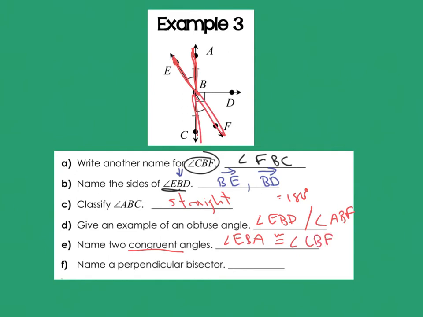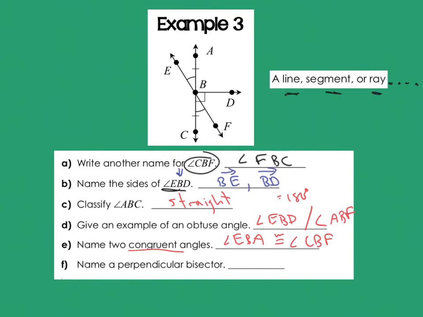CBF. And then the last one, we're going to need a perpendicular bisector. Wow, that's a bunch. Now, first off, remember that a perpendicular bisector is a line, segment, or a ray that meets a segment at its midpoint. Now, I see that AB is marked congruent to BC, right? There's those congruency marks. So it looks like segment AC was the thing that got cut in half.